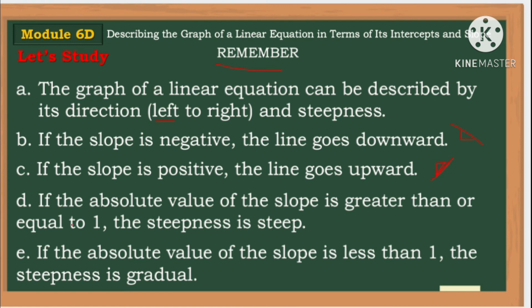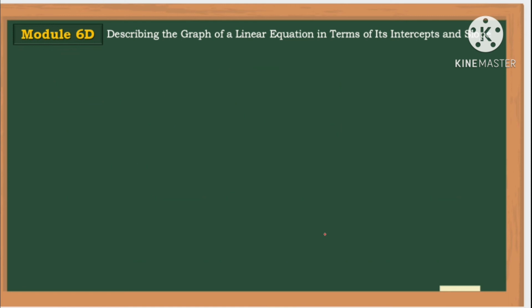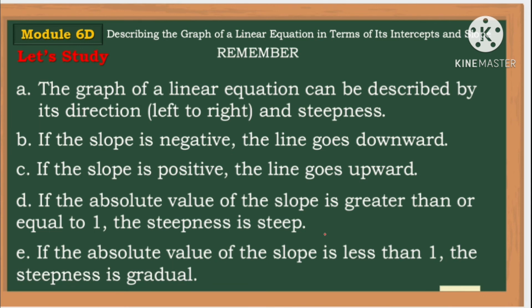If the absolute value of the slope is greater than or equal to 1, the steepness is steep. Masyado siyang maangat. If the absolute value of the slope is less than 1, the steepness is gradual. Ma-observe nyo later on.